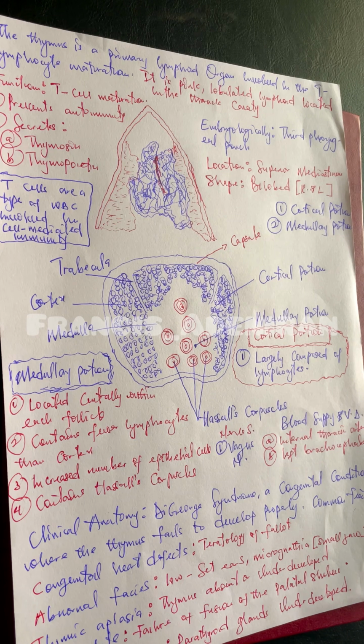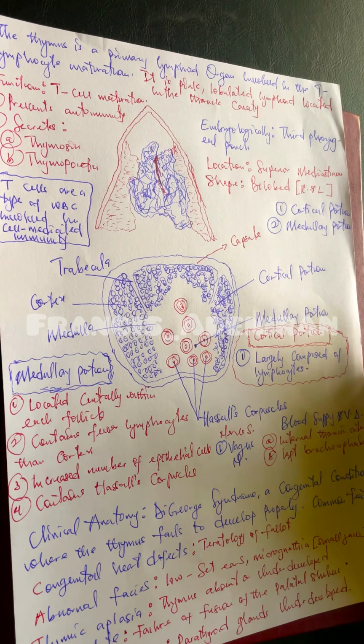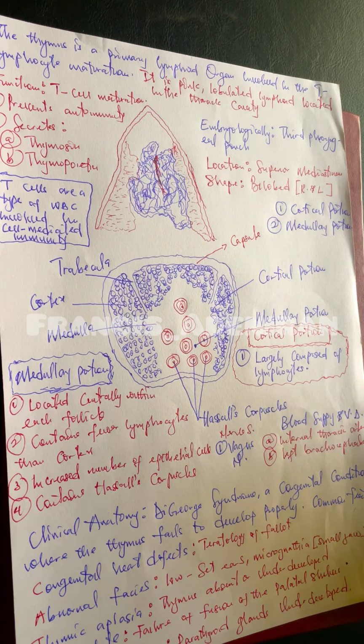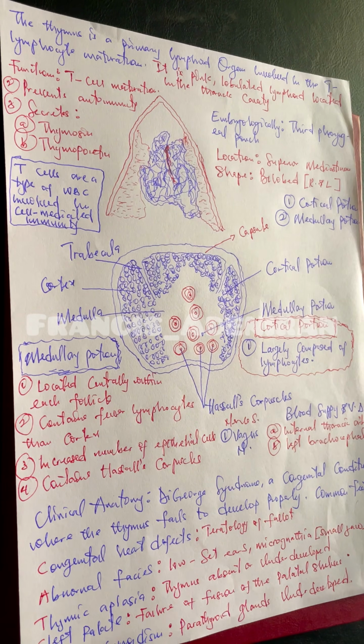So once again, the thymus is a lymphoid organ. It is pinkish in color. It is a lobulated organ derived from the third pharyngeal pouch, located in the superior mediastinum. It is bilobed, and it is involved in secretion of thymosin, thymopoietin, T cell maturation, and prevents autoimmunity. Internally, it is divided into two parts, the medullary portion and the cortical portion. The cortical portion is largely composed of lymphocytes, while the medullary portion is centrally placed, contains fewer lymphocytes, has an increased number of epithelial cells, and also contains the Hassall's corpuscle.